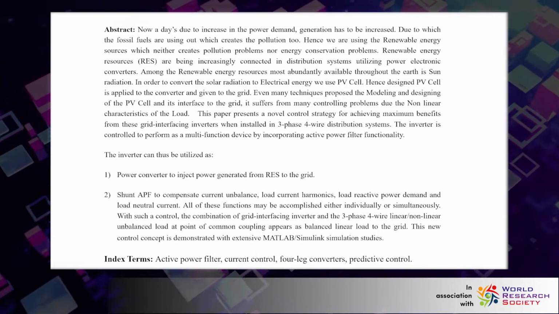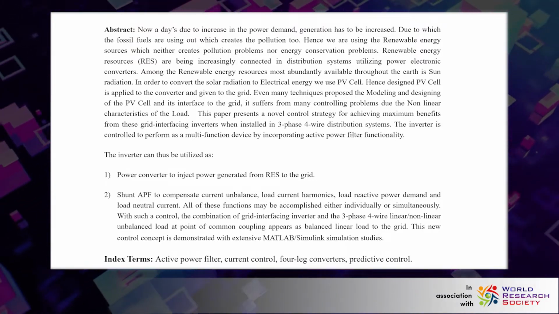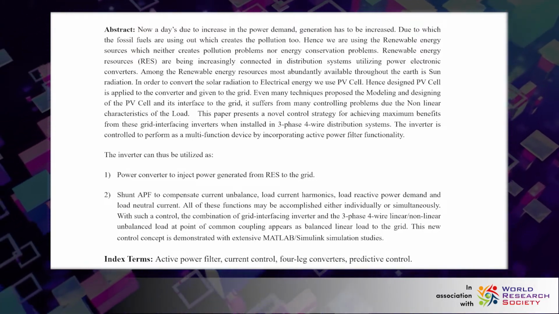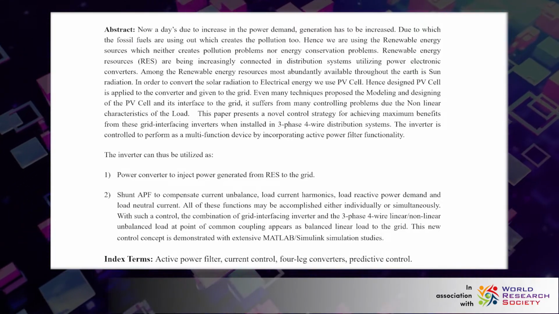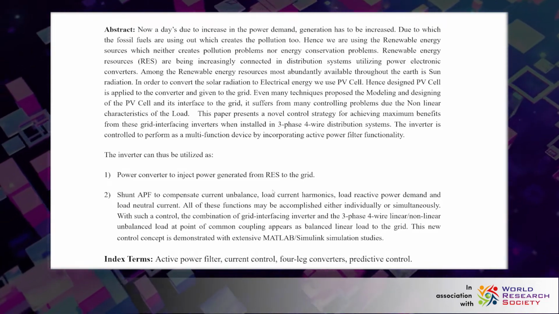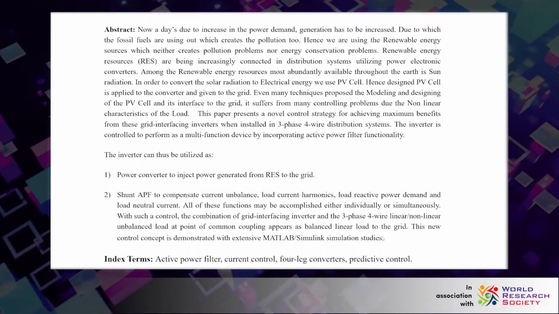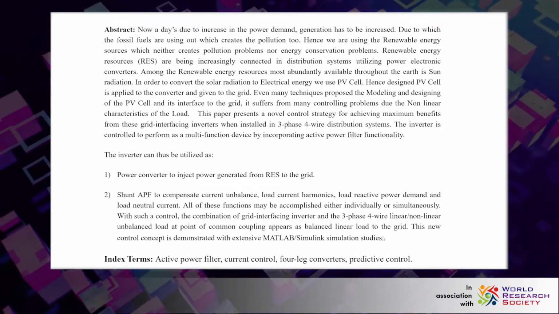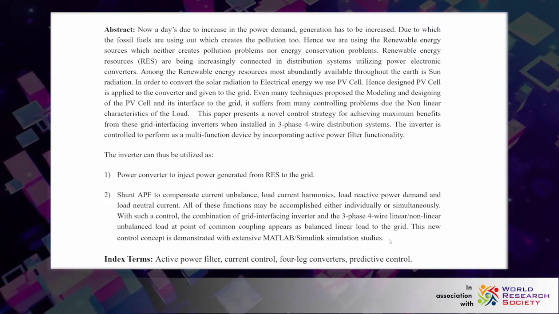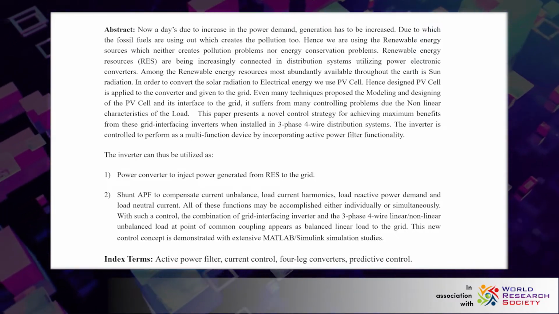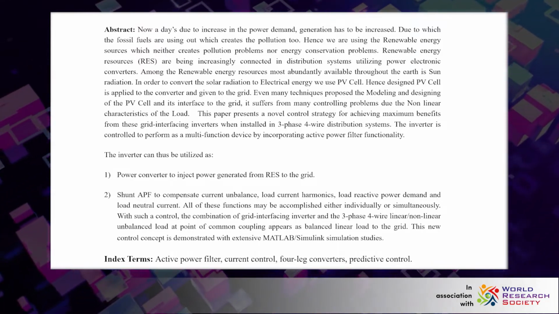The inverter which we have utilized here is a power converter to inject power generated from renewable energy sources to the grid, and we have used a shunt active power filter to compensate the load current unbalances, based on linear load and non-linear load, balanced and unbalanced load. In this study, we have considered an inverter and APF, and different types of loads: linear load, non-linear load, balanced load, and unbalanced load. So we have considered all the four loads.